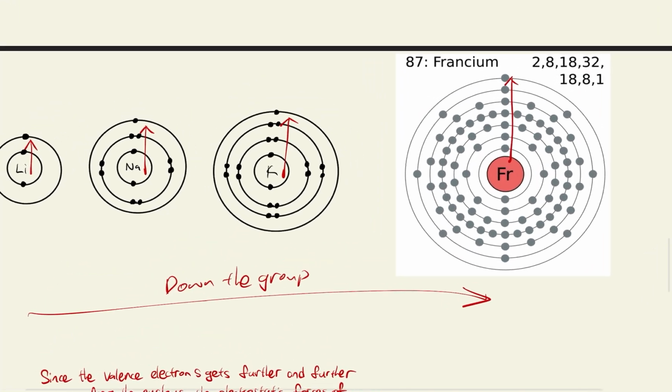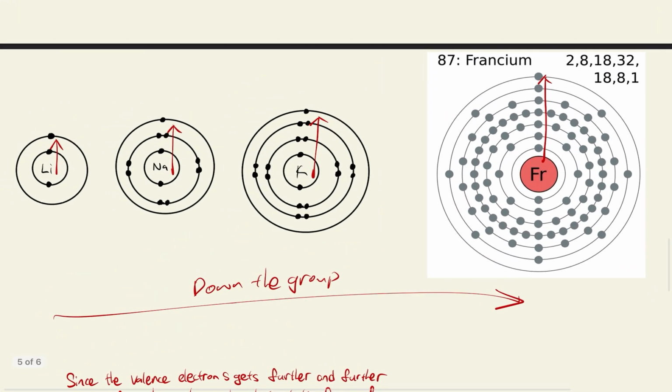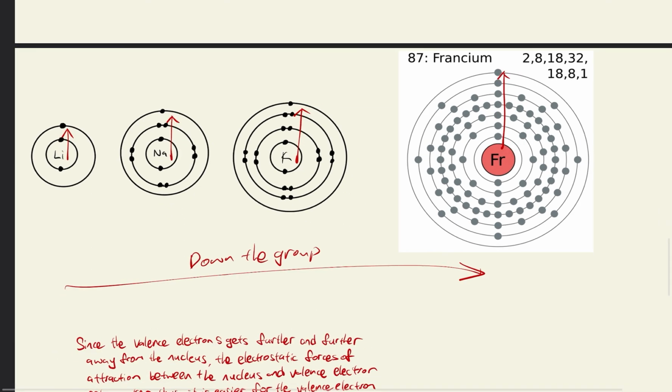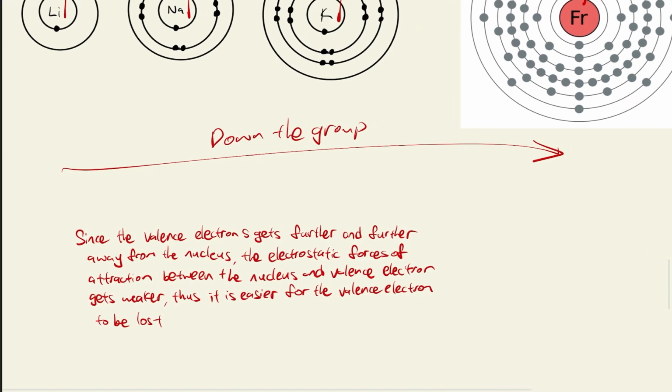Here we have a diagram of some alkali metals. We've got lithium, sodium, potassium, skip a few, and francium. As we go down the group, like we said and established just now, the number of shells increases. A detail you can make out here is that the valence electron gets further and further away from the nucleus as we go down the group. So over here we've made a summary.